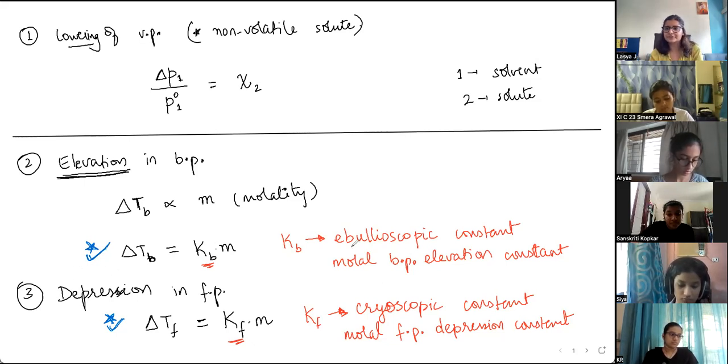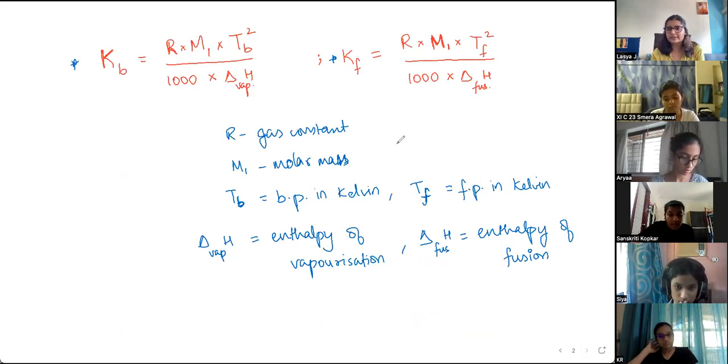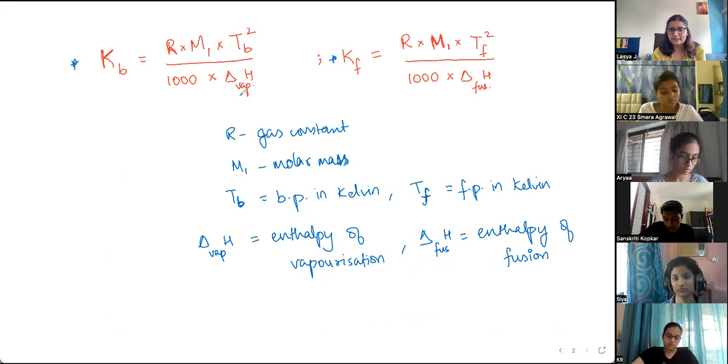This is more important. Okay, and this, just in case you get a theoretical question, like what do KF, KB depend on? It's a characteristic of the solvent. It depends on the nature of the solvent, specifically the enthalpy of vaporization or fusion of the solvent.